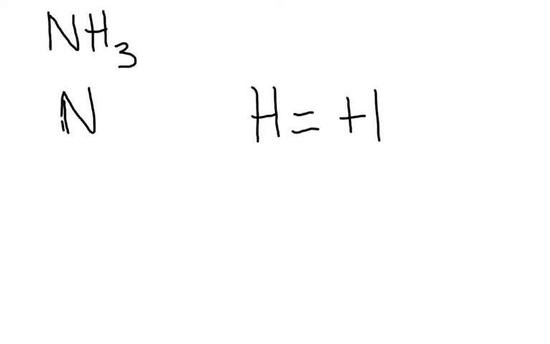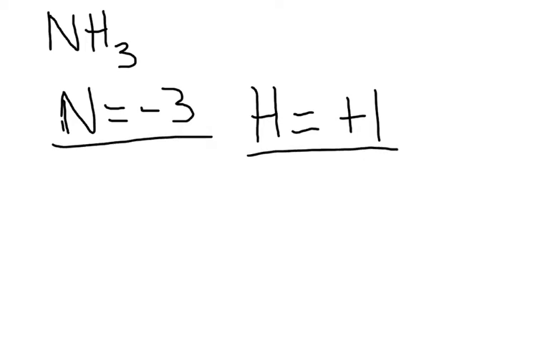So we know that if there are 3 hydrogens, each has a +1 charge, then in order to get this to sum to 0, nitrogen is going to have to be -3. And so the oxidation number for nitrogen is -3, and the oxidation number for hydrogen is +1. We could use this information in a chemical reaction to determine which one is the electron donor and which one is the electron acceptor. That's why you want to do this.